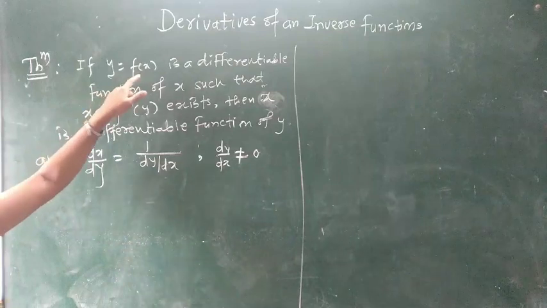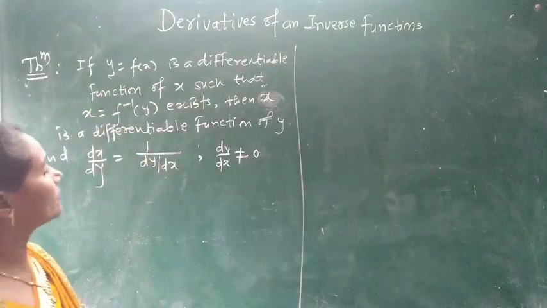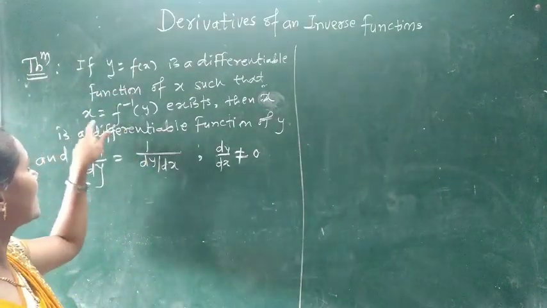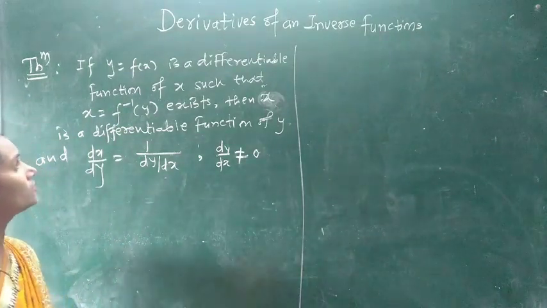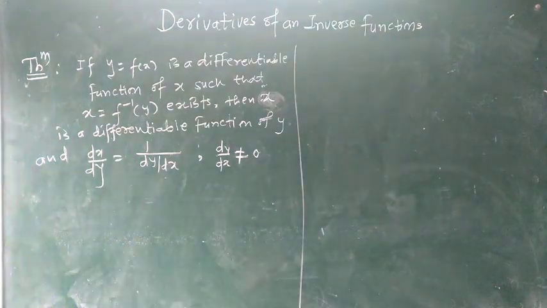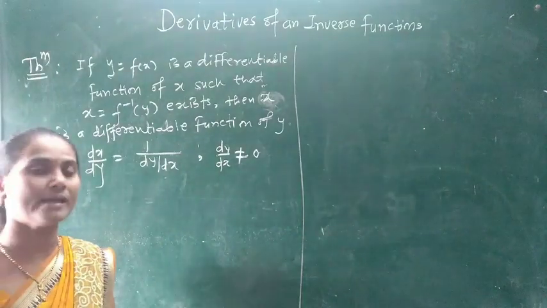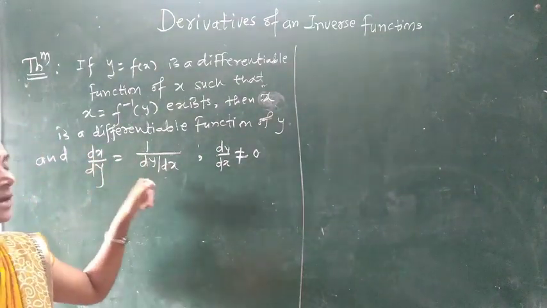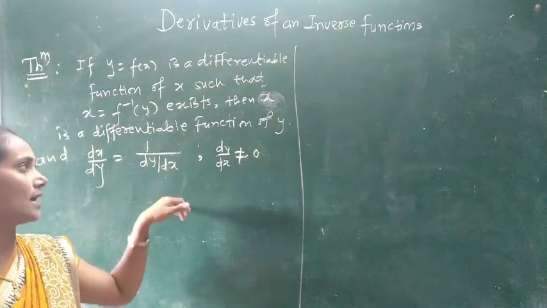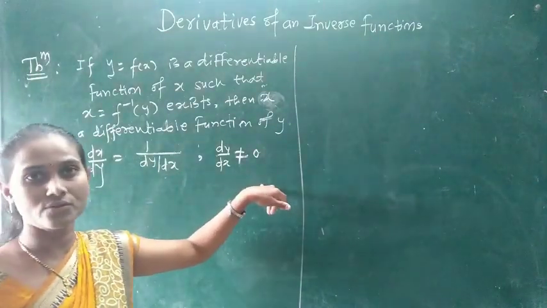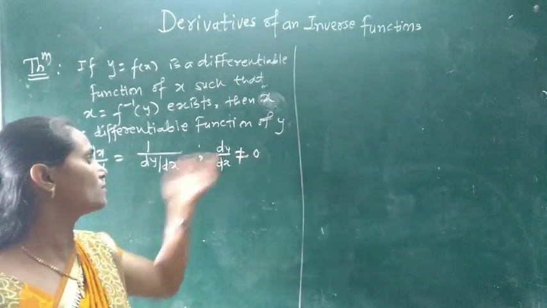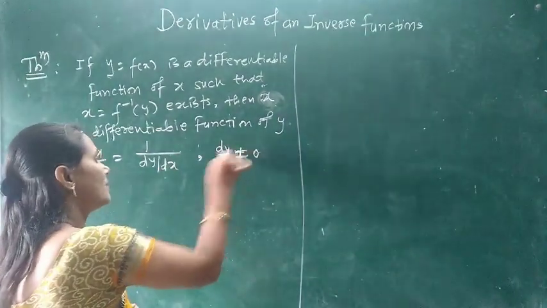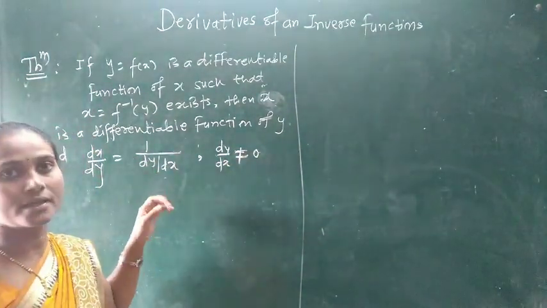If y is equal to f of x is a differentiable function of x such that x is equal to f inverse of y exists, then x is a differentiable function of y and dx upon dy is equal to 1 upon dy upon dx, such that dy upon dx is not equal to 0. The denominator is not 0. If it becomes 0, then the function is indefinite.